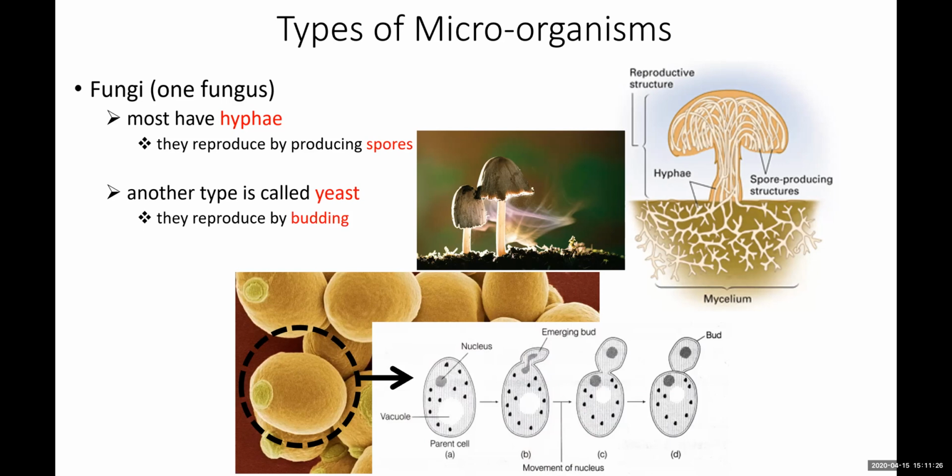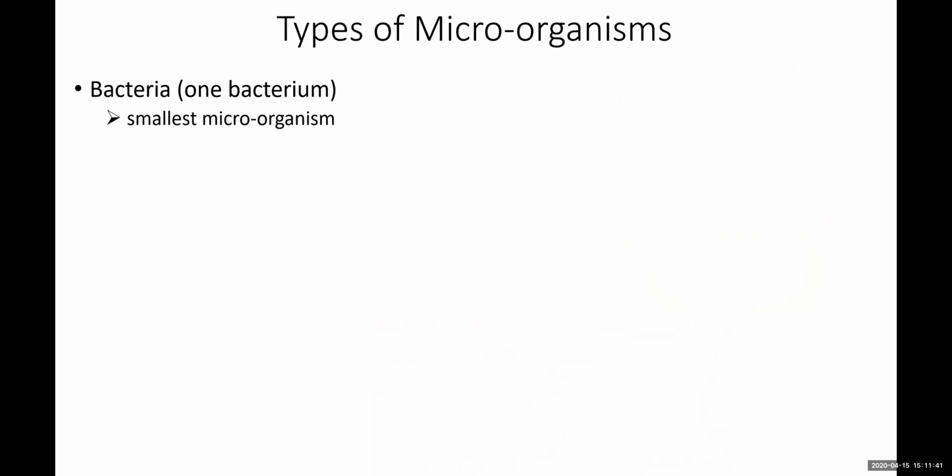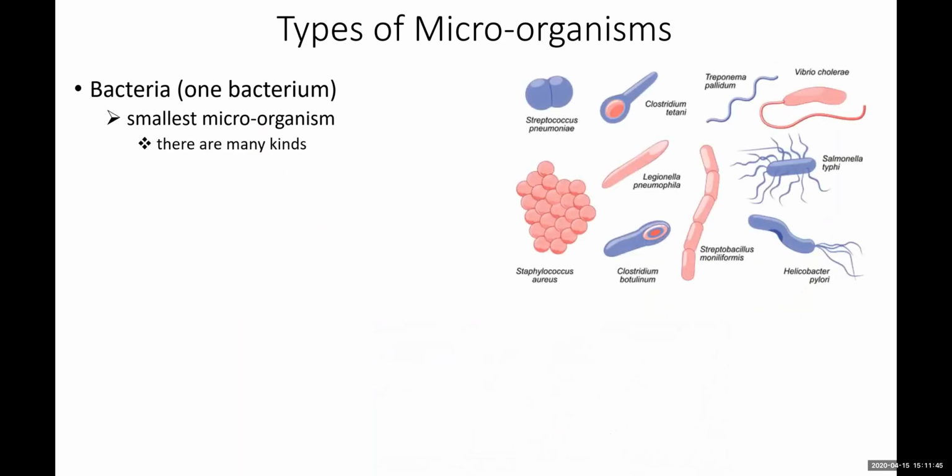Okay. So the second type we're going to be looking at is the bacteria, or one bacterium. Okay. Now these are the smallest microorganisms. Okay. And they are very, very small, and we find them everywhere. There are many kinds, many shapes and sizes, and they all look slightly different, and they act in a different way, and they have a different purpose.